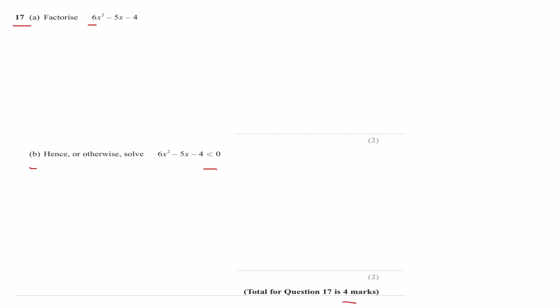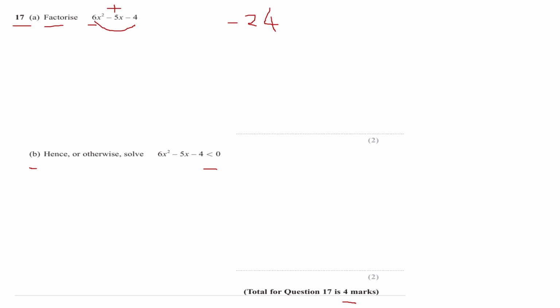So 17A. It's a calculator paper. It asks us to factorize 6x squared minus 5x minus 14. Now, there are many different methods to work this. I'm going to use the AC method. So I'm going to multiply 6 by minus 4. That'll give me minus 24. So I'm looking for factors of negative 24 that add to make minus 5.